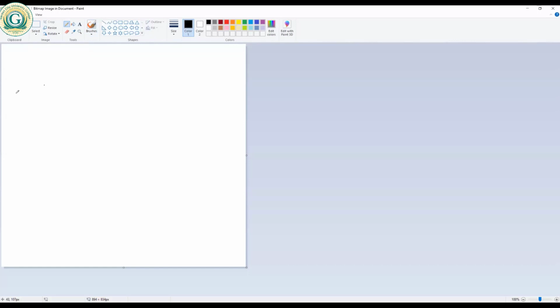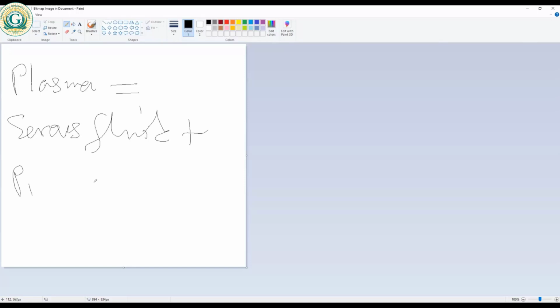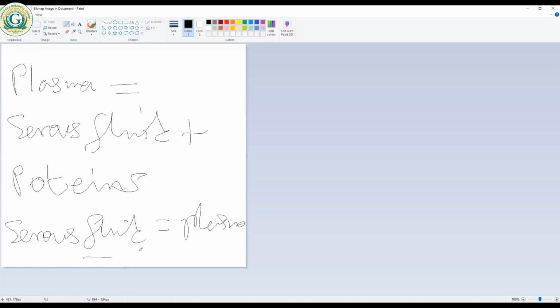So you know the plasma, okay? The plasma is equal to the serous fluid plus the proteins. Are you following? So the plasma contains the serous fluid plus the protein. So if you want the serous fluid, that is equal to plasma minus the proteins, as you said. So once you take proteins from the plasma, the resultant fluid is called the serous fluid. Are you following?